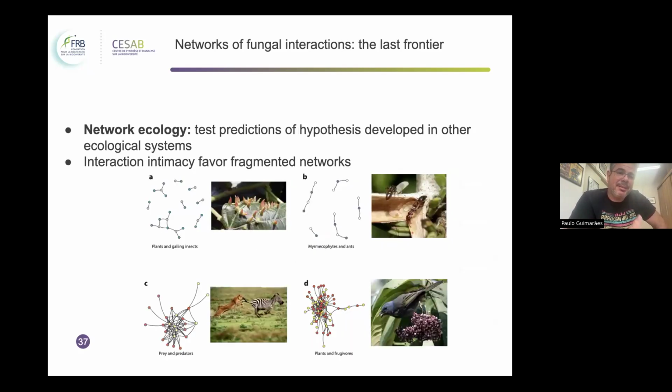But going back to network ecology, and this is something that I'm particularly interested in, we can test predictions or hypotheses that were developed for other ecological systems. This is just one example. We have been suggesting in the literature that the degree of association between two individual partners of different species has effects in terms of evolutionary dynamics that will lead, at the community level, to network structures that are quite different.